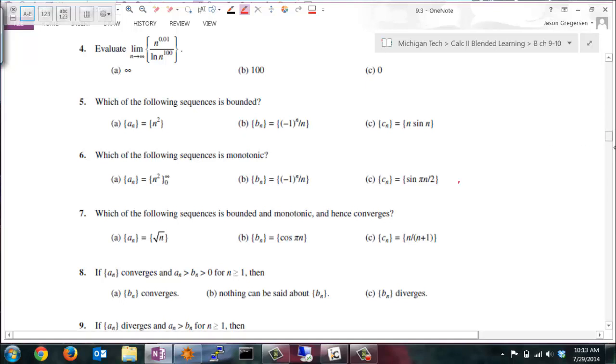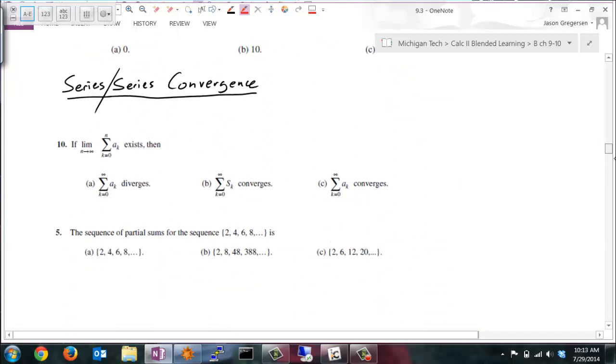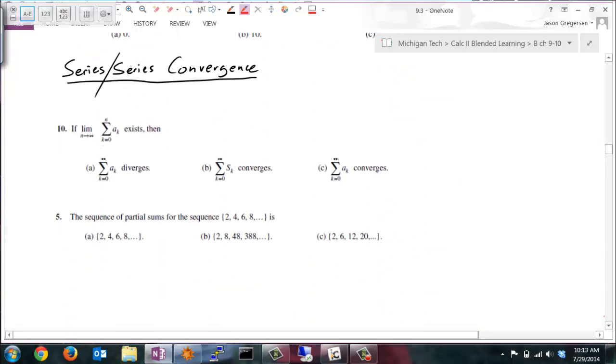All right, so let's get into the topic for today. Last 2 questions I'll talk about real quick. After we talk about all that sequence convergence stuff, talk about series. What does it mean for a series to converge or not converge?